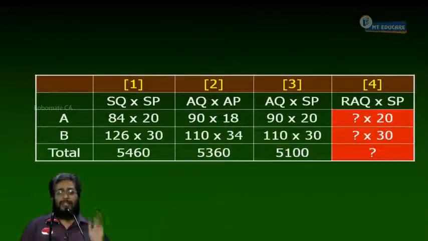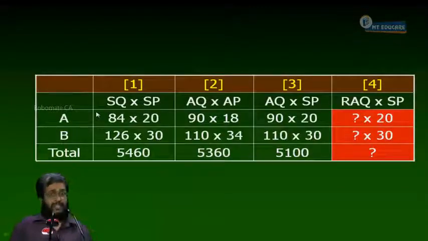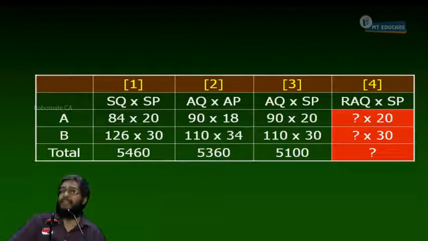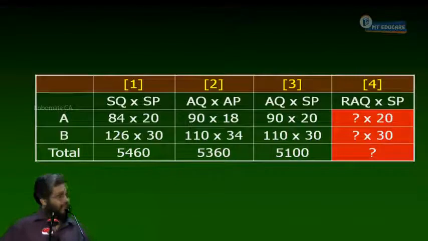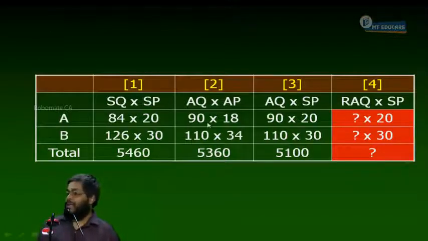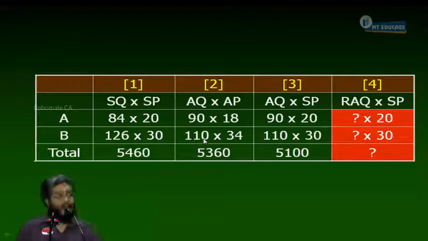I just wrote 84 and 126 here. Column 1 is also fully complete, right? The only pending thing is RAQ. RAQ means actual quantity at standard mix. Very simple. What is actual quantity? 90 and 110. 200 kg actual quantity.